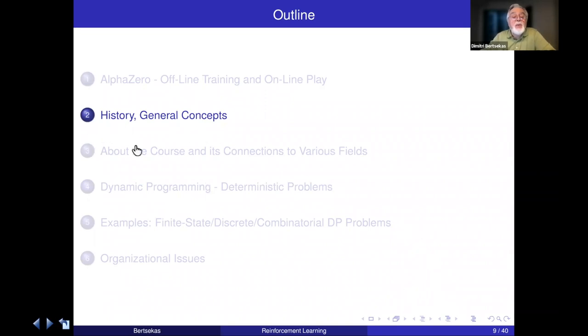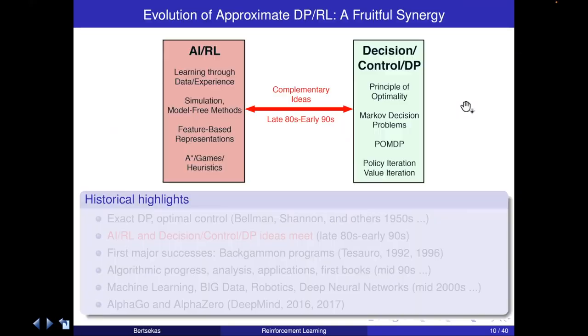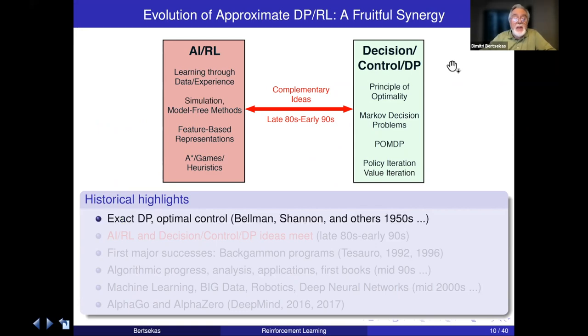So let me say a few things about the history of the subject. Okay, so the current state of the art is a result of a very fruitful synergy between artificial intelligence ideas and decision and control ideas. Dynamic programming is a very old methodology. It was introduced in the 1950s and even before that. The names of Bellman and Shannon, the father of information theory, and also incidentally, the father of computer chess, these names are associated with the origins of dynamic programming.